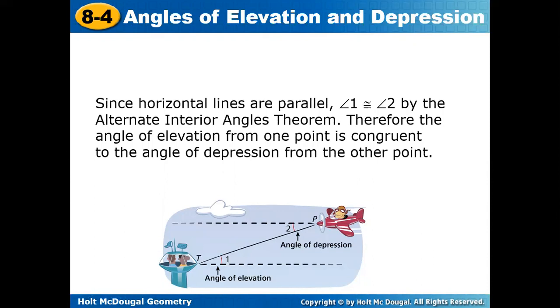Since horizontal lines are parallel, angle number 1 is congruent to angle number 2 by the alternate interior angles theorem, like letter Z. Therefore, the angle of elevation from one point is congruent to the angle of depression from the other point. It means angle number 1 is congruent to angle number 2. Okay.